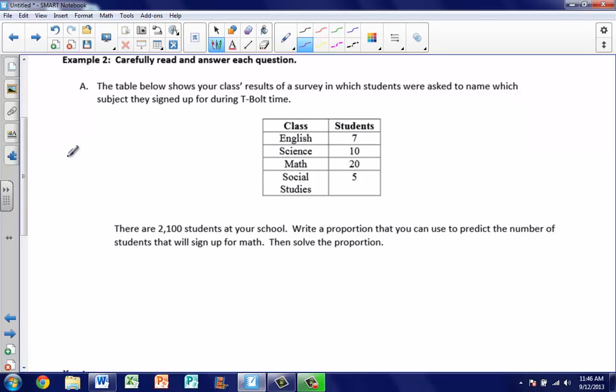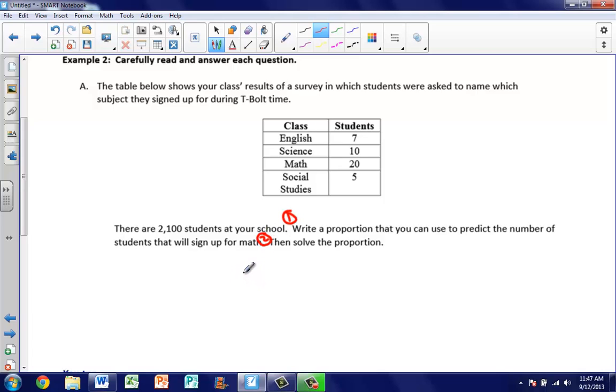If you look, the table below shows your class's results of a survey in which students were asked to name which subject they signed up for table time. It looks like 7 students signed up for English, 10 for science, 20 for math, and 5 for social studies. There are 2,100 students at your school. Write a proportion that you can use to predict the number of students that will sign up for math, then solve the proportion.